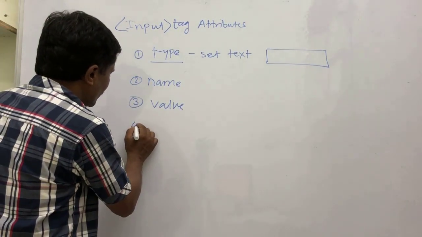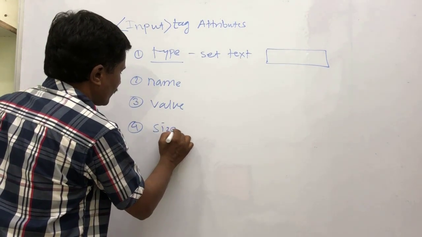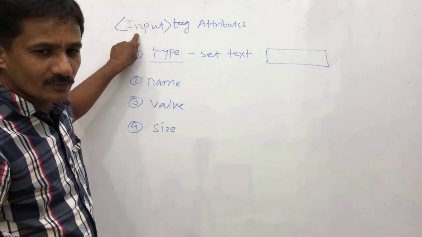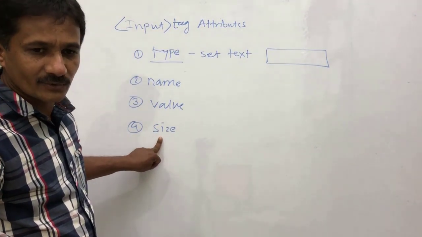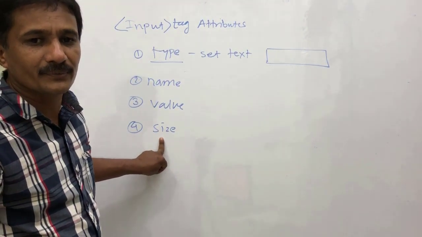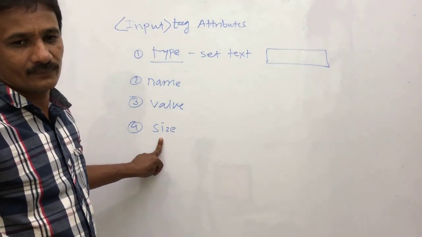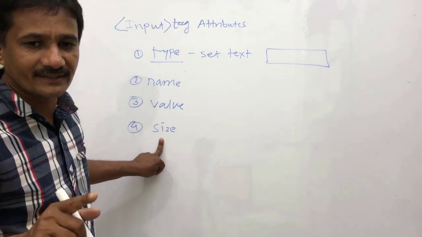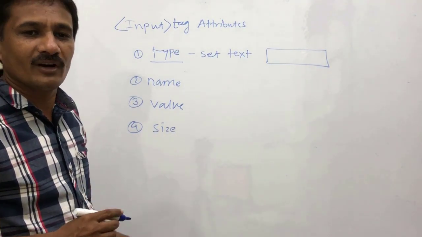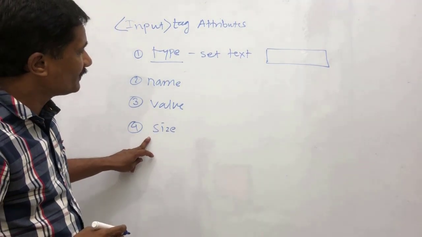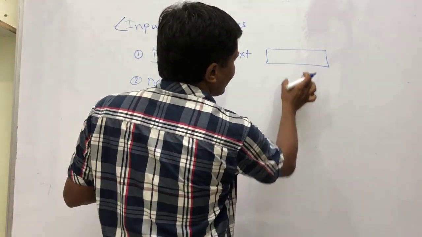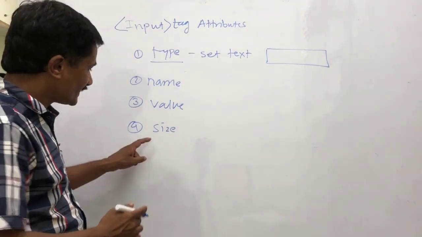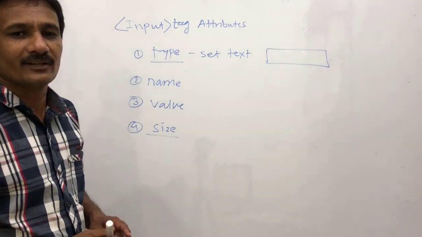The next attribute is size. Size is an attribute of the input tag. This size attribute is used to specify the width of the text input control in terms of characters. That means how many characters can be stored in a particular text box. You can decide using the size attribute.